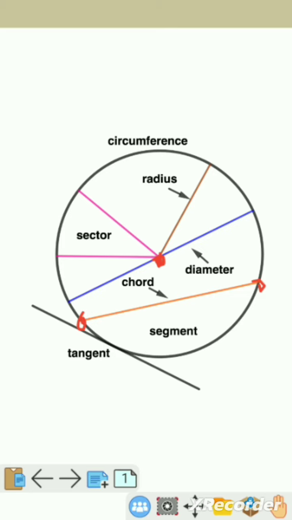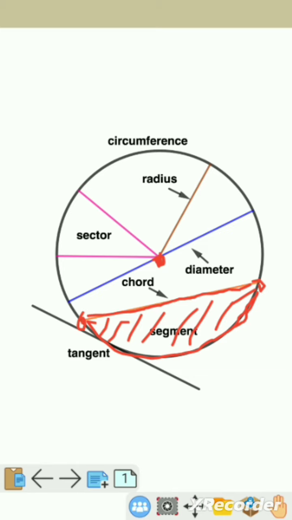Next, let's see what is segment. So segment is a region that is bounded by an arc and chord of the circle. So we can see this is called segment, which is bounded by the arc. This is called the arc, and it's called the segment of the circle, which is bounded by the arc and the chord.